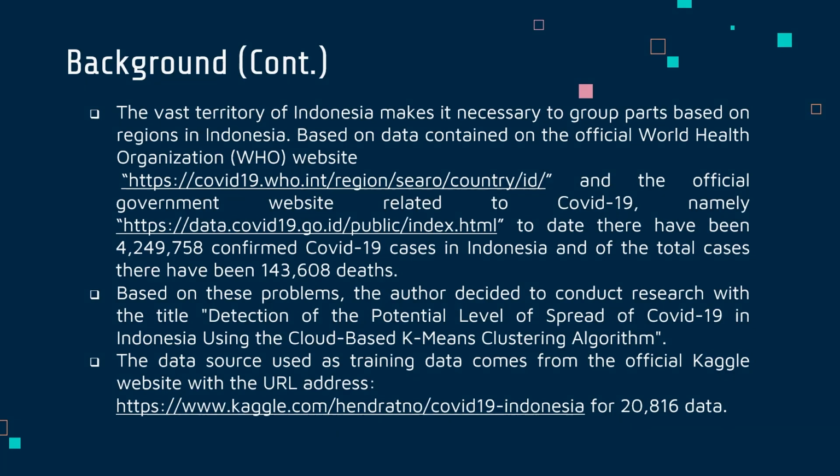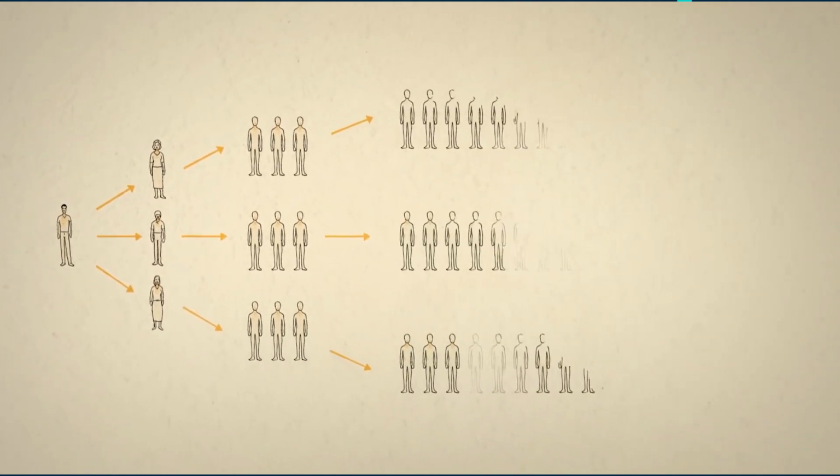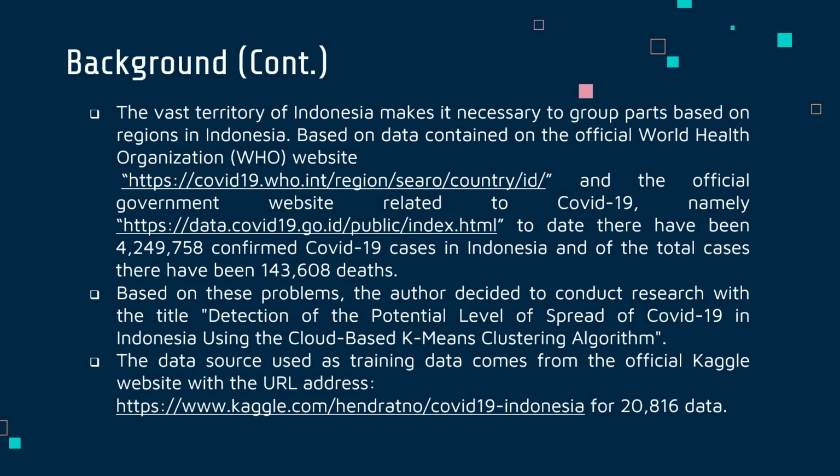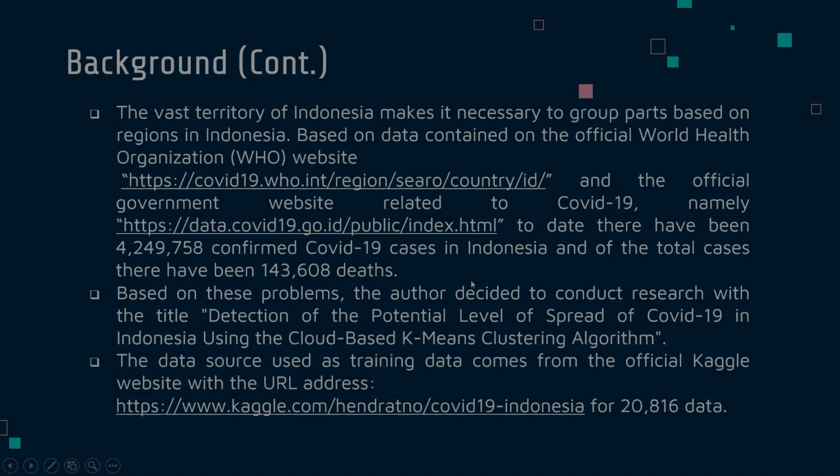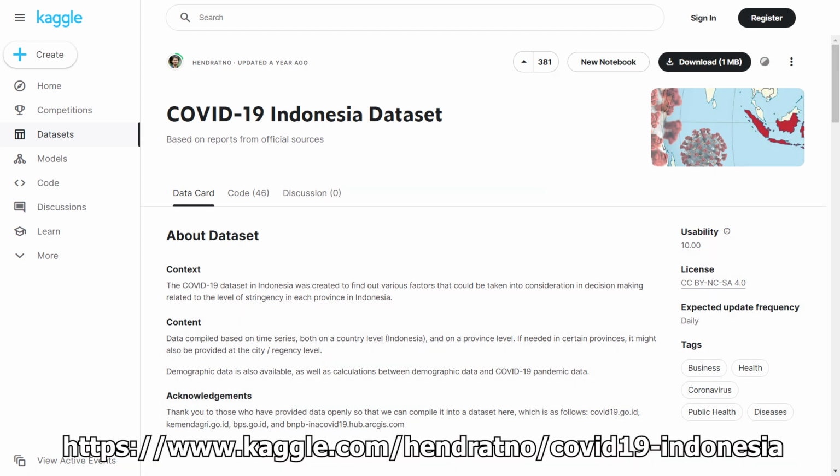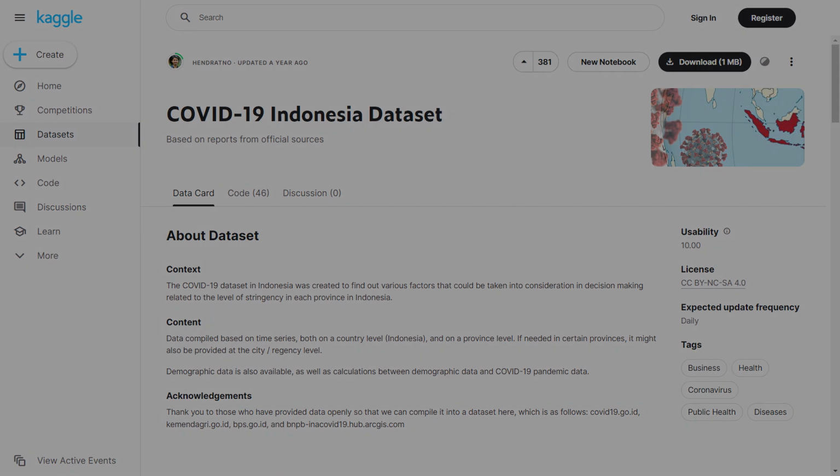Based on these problems, the author decided to conduct research with the title, Detection of the Potential Level of Spread of COVID-19 in Indonesia using the cloud-based K-means clustering algorithm. The data source used as training data comes from the official Kaggle website with the URL address https://www.kaggle.com/hendritino/covid19-indonesia for 20,816 data.